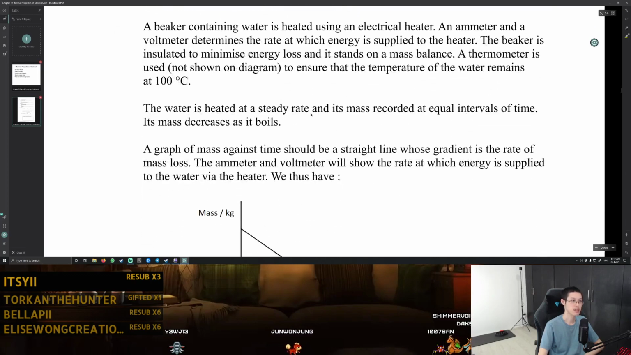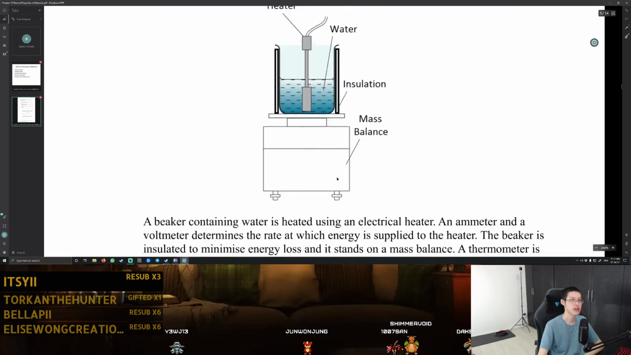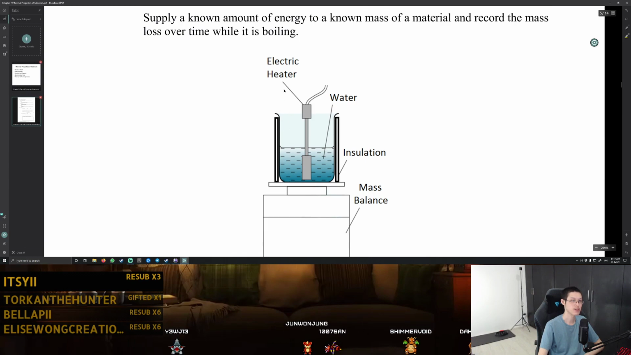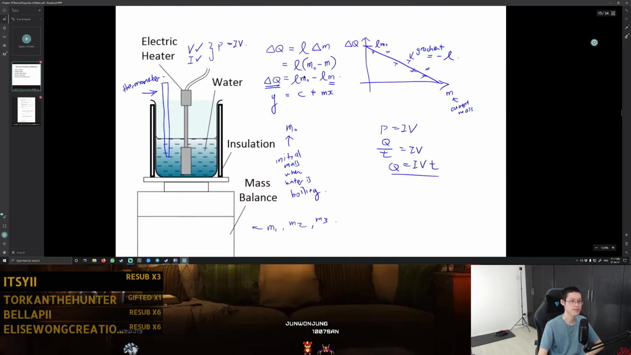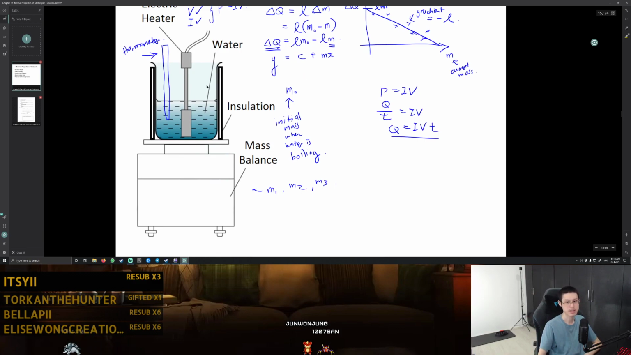I don't think I included the equation though, so you might want to write down the equation, and you want to just draw in the thermometer. Let's draw the thermometer in there. Okay, there we go. And sometimes in the exam, they would ask you, how do you check if the rate of boiling is constant? So you could say by looking at the rate of bubble formation on the surface of the water. So that's one thing you could say.